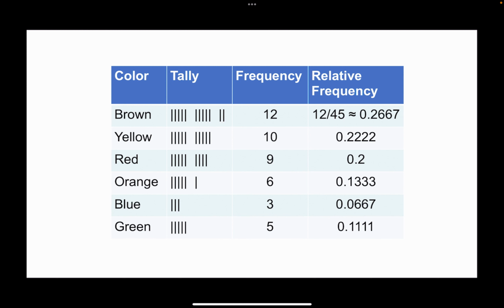So once again, here's our frequency table from our candies. And I have a total of 45 candies. So I took the 12, the number of brown candies, and I divided it by the total number of candies. And I got 0.2667, or about 26.7% of my candies were brown. And then I did 10 divided by 45, and I have 22.2% of my candies were yellow. And then 9 divided by 45, 6 divided by 45, etc.